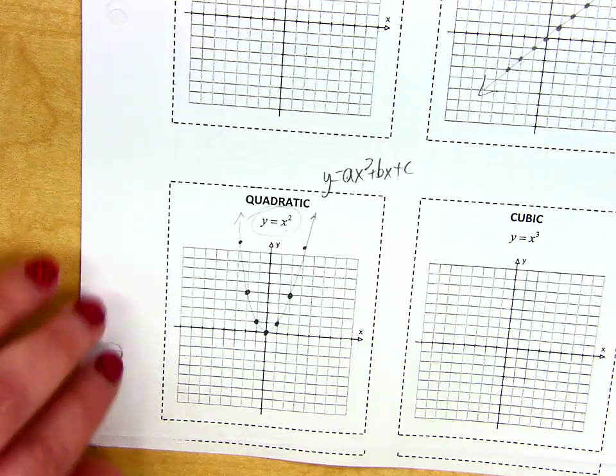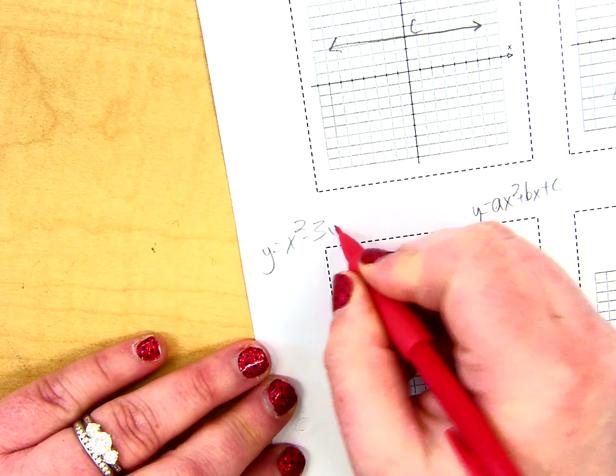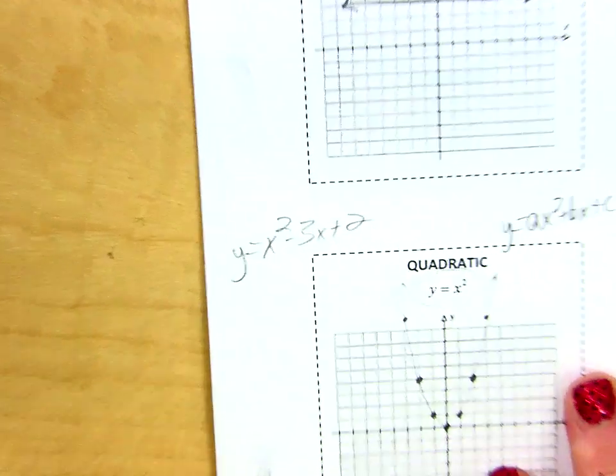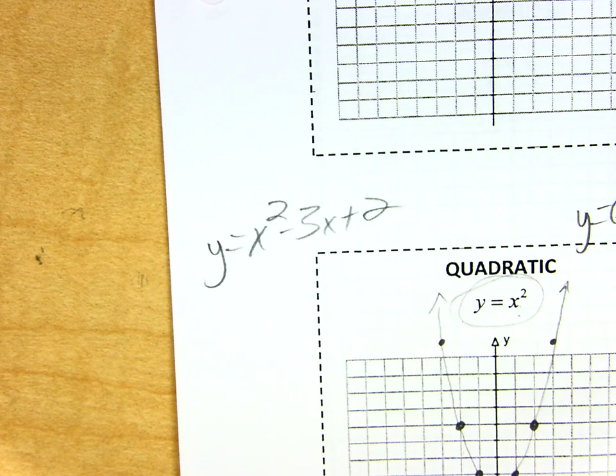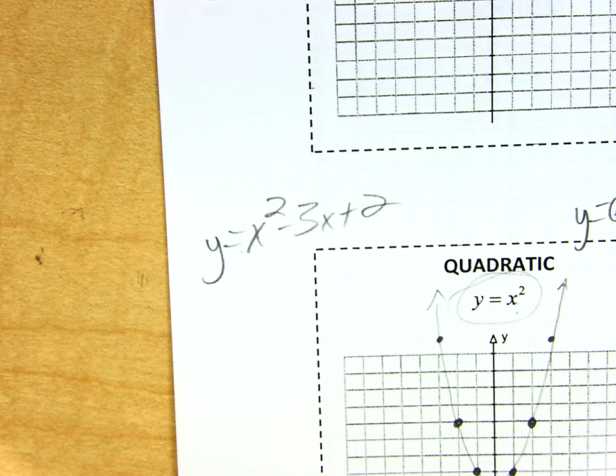So even if I asked you to graph this crazy thing, x squared minus 3x plus 2, who cares? Once you figure out where the vertex is, which this one wouldn't be at 0, 0, you find your vertex, and then you can get all the other points by just, because a is 1, I just go up 1, up 3, up 5.